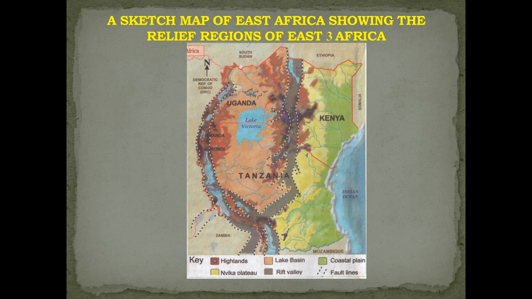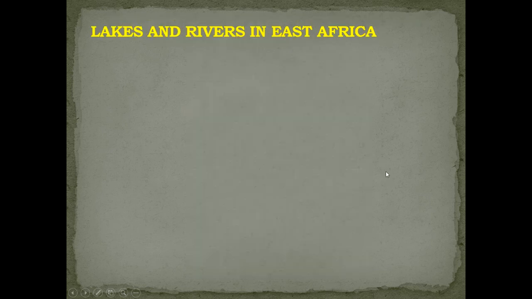So in the introduction I told you the land of East Africa is not uniform in height. The coastal plains are lower in height than the mountains. So the mountains are the highest regions of East Africa. The coastal plains are the lowest regions of East Africa in terms of height.